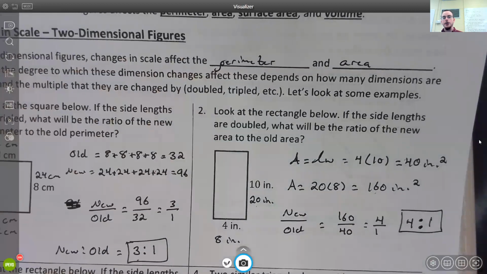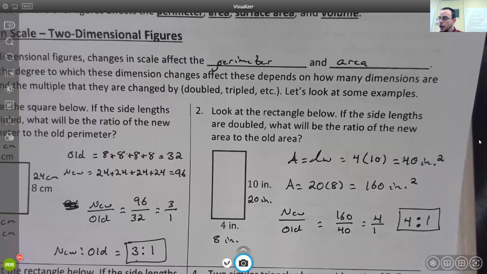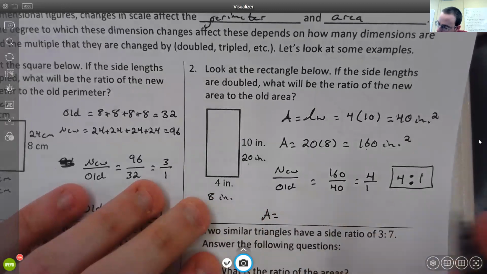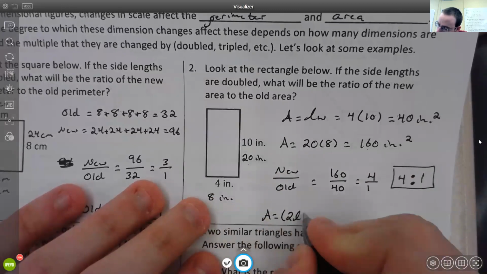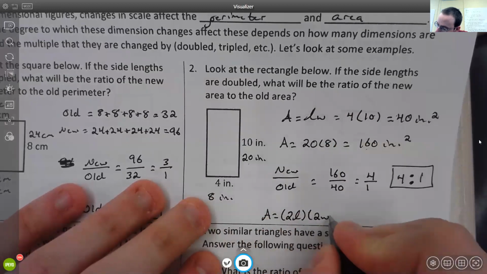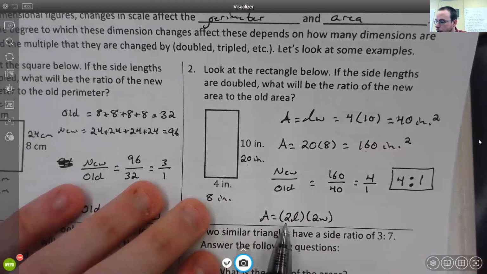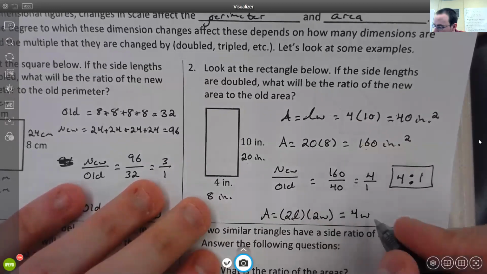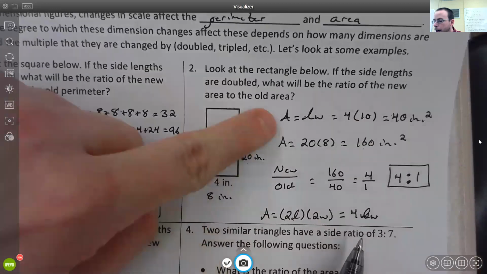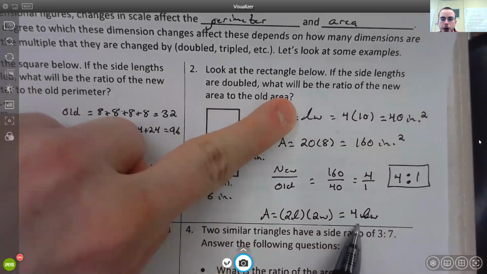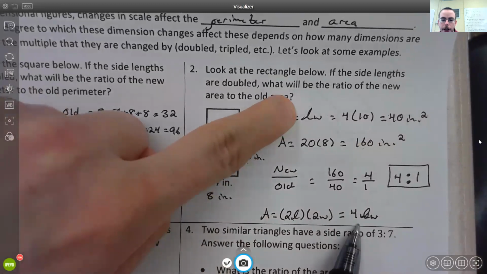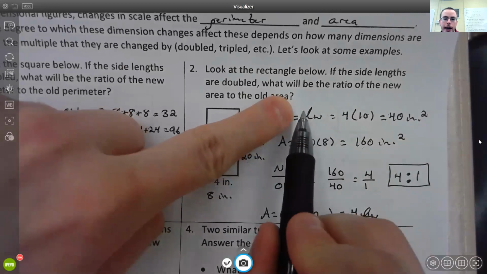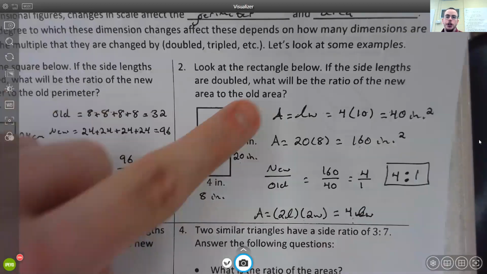Now there is another way you can do this, and it's based on the formulas. We said that the side lengths were all doubled. So what we did here is we doubled the length, so that became 2L, and we doubled the width, which became 2W. So if we do 2L times 2W, you get 4LW. So if you compare the old, which is just LW, and your new, which is 4LW, and cancel out what is common, the L and the W, that leaves you 4 as your new one and 1 as your old one, which is the same ratio we got here.